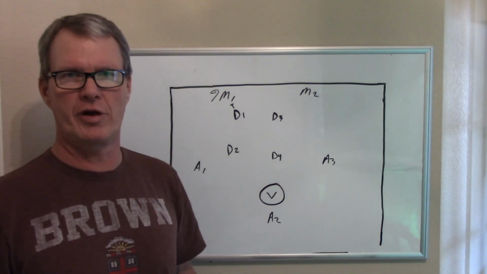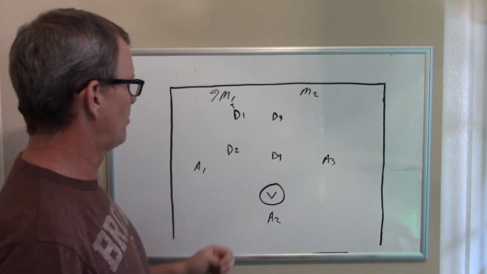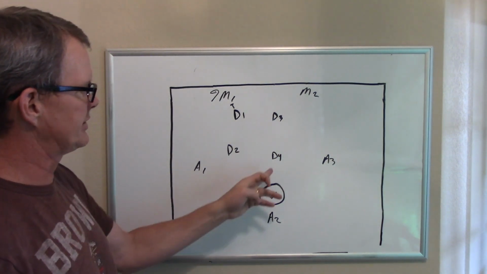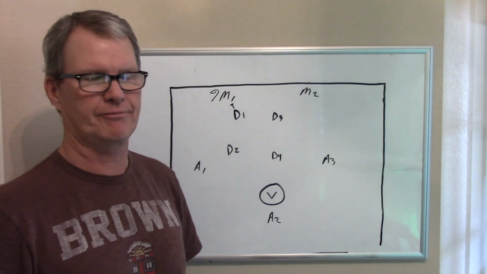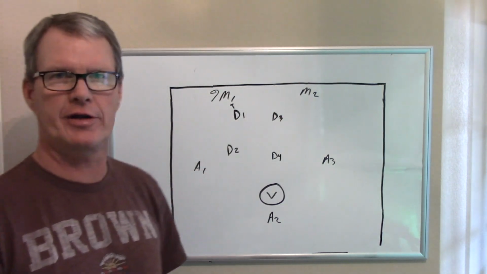Let's start off with our communication. Ball's with M1. D1 says, I've got ball. D2, I've got left. D3, I've got right. D4, I've got two. I'm splitting two. Whatever your terminology is, but there are four roles that they all have right now.